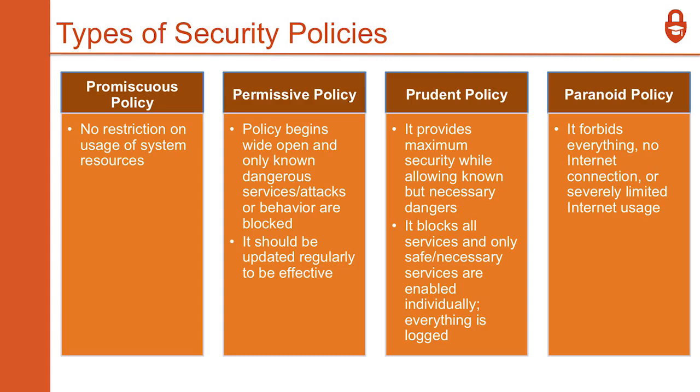And then a permissive policy begins wide open and only known or dangerous services, attacks, or behaviors are blocked. So as you identify things like, hey, we're going to start off with this list of blocking, but for the most part, we're going to let people do what they want to do. And as they abuse it, as we identify things, we'll go ahead and start locking it down. So it should be updated regularly to be effective. So it's kind of a constant feedback loop. Hey, you know, these people keep going to this porn site and we keep getting malware from this porn site. So let's go ahead and start blocking the porn sites, right? That's kind of how a permissive policy works.